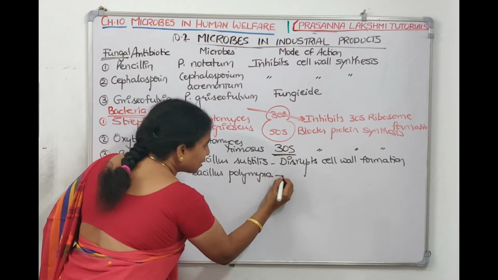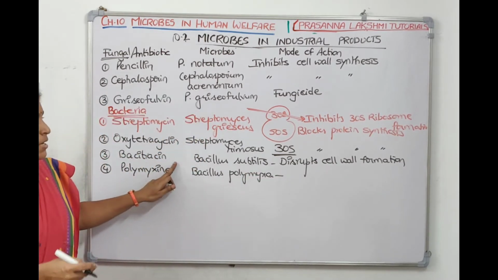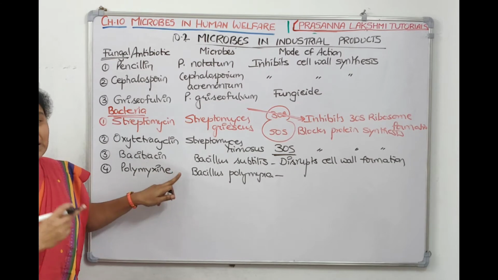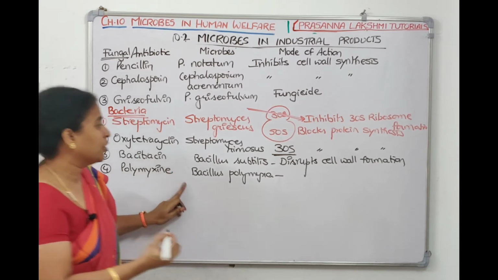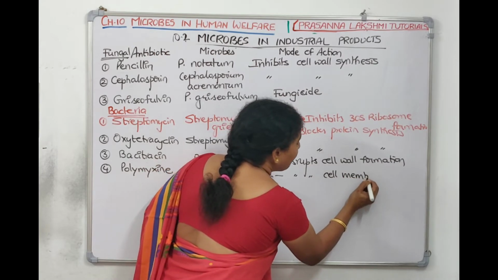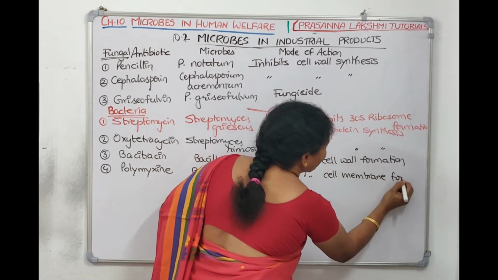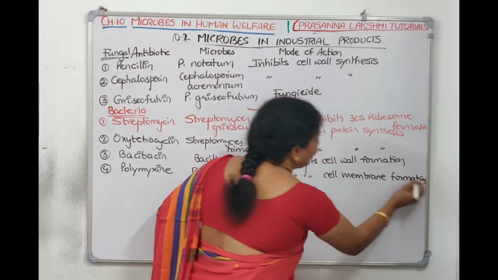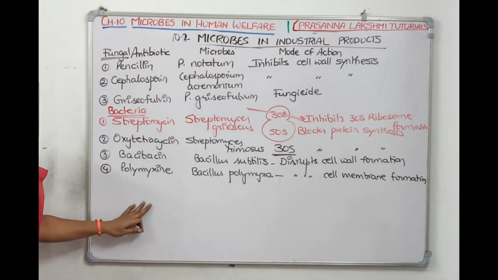Now what will this do? If bacitracin is inhibiting cell wall formation, polymyxin will inhibit cell membrane formation. It disturbs cell membrane formation.